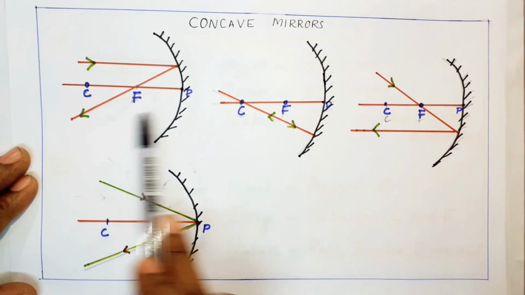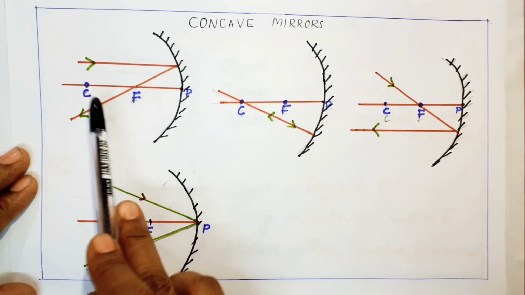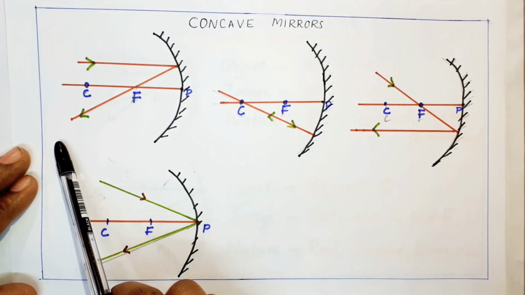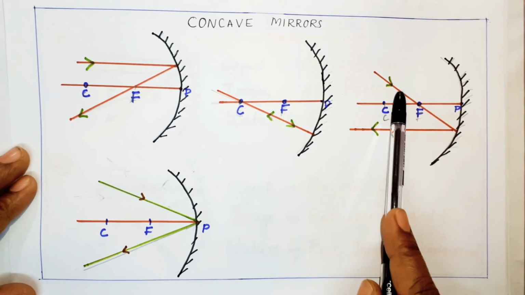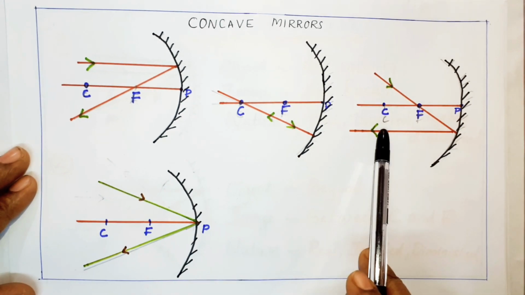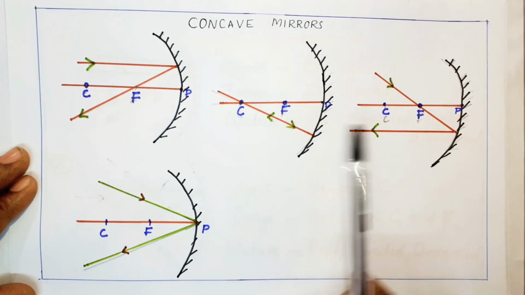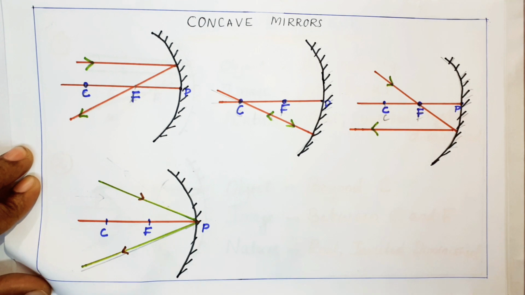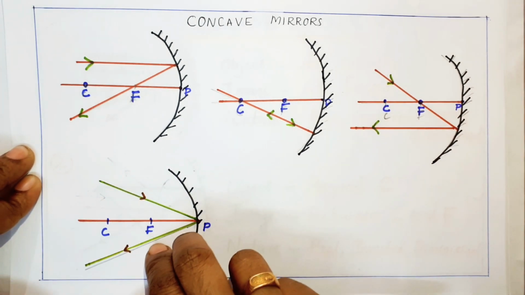And if you see the first and the third diagram, they are reversed. A parallel ray reflects through focus. The ray which is going through focus reflects as parallel. These are the 5 rules we need to follow for a ray diagram.